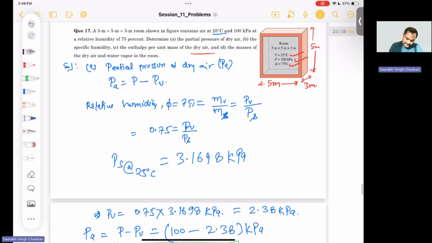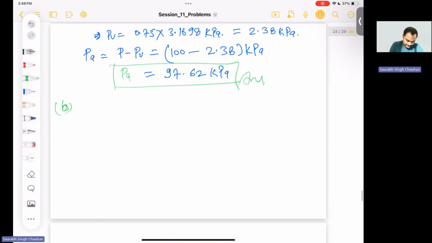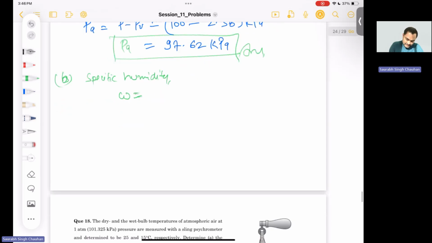In the second part, we have to find the specific humidity. Specific humidity, we have discussed it many times, is the mass of water vapor divided by mass of dry air. We have also found that it can be calculated using this relation: 0.622 into PV divided by P minus PV.